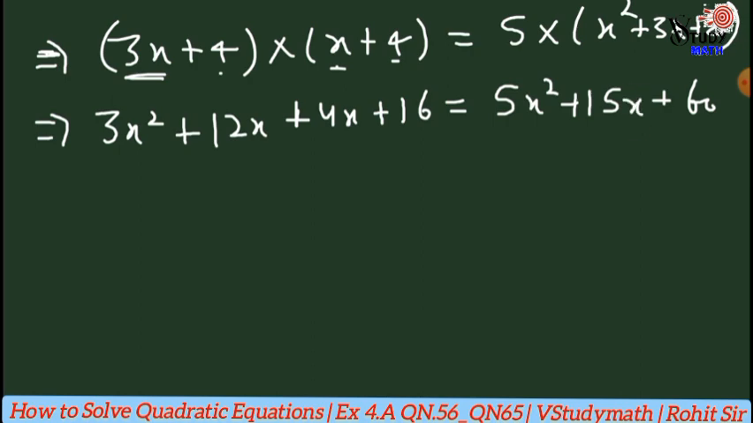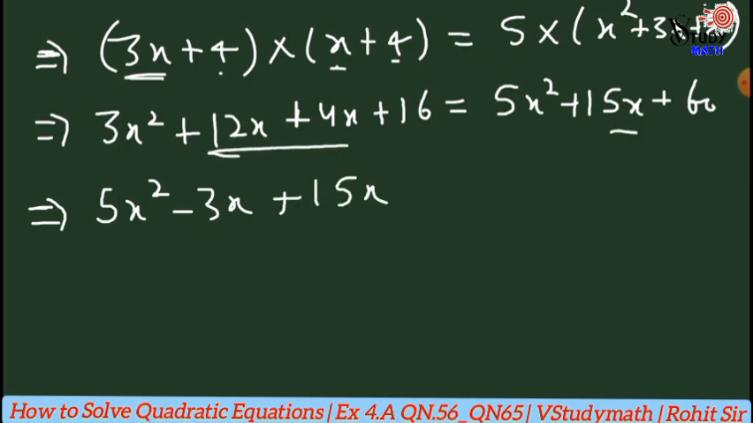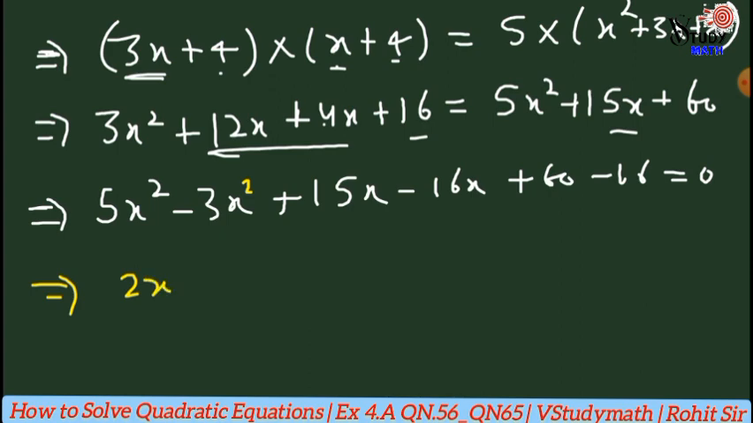Now write 5x² minus 3x² positive, 15x here, and here we have negative 16. 12 plus 4 is 16, and when it goes to the right hand side it becomes negative 16x and positive 60, and negative 16 is equal to 0. Now we have 2x² and positive 44 is equal to 0. 44 multiplied by 2 is 88.